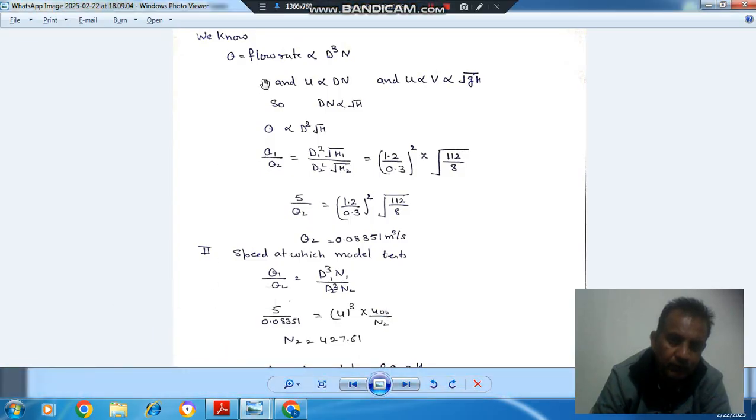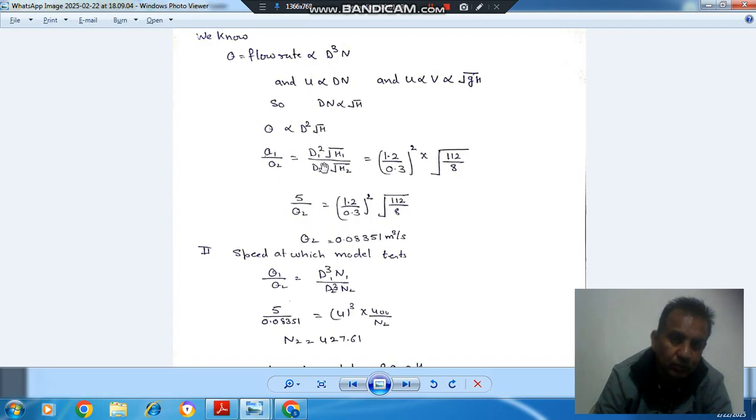So we know that the flow rate is directly proportional to d cube into n because it is meter cube per second. And the turbine speed u is directly proportional to dn, and u is directly proportional to inlet velocity, and inlet velocity is directly proportional to root head. So we can say dn is directly proportional to root h. So n can be written as root h over d, and q is equal to d square root h.